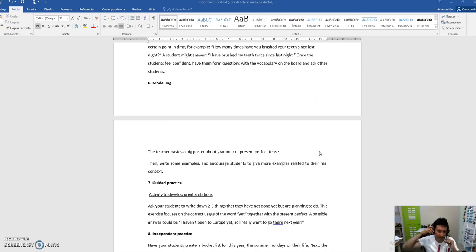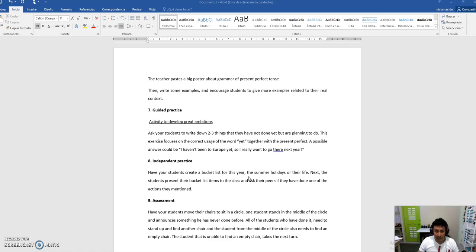Here, the teacher will use a big poster about the grammar of the present perfect tense. Then I will bring some examples and encourage students to give more examples related to their real context.